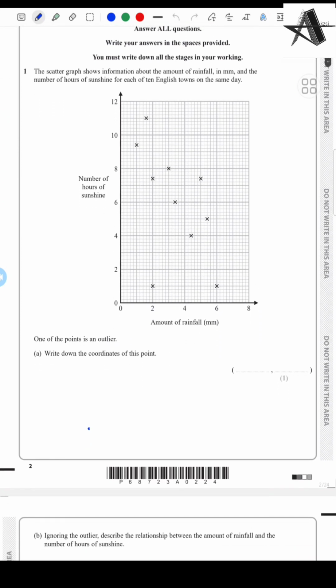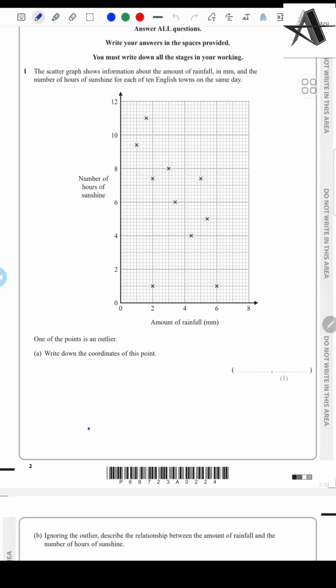The scatter graph shows information about the amount of rainfall in millimeters and the number of hours of sunshine for each of 10 English towns on the same day, and that's given on this graph. One of the points is an outlier. We need to find which one.